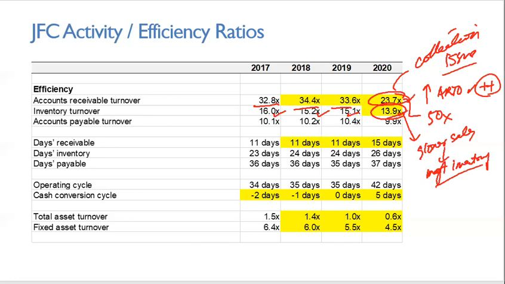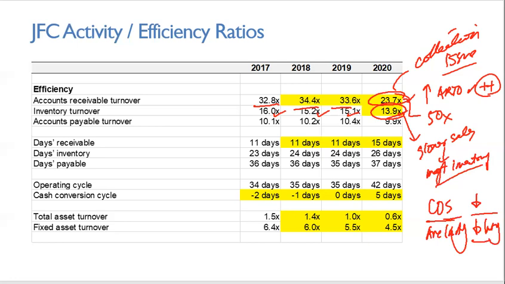yung number of times na mabibenta mo yung inventory in a year, makakabenta ka or makaubos ka ng inventory in a year will be maintained. Okay? Right? Because inventory turnover is cost of sales over average inventory. Okay? Kung bumaba yung absolute amount ng cost of sales, you can maintain it, bababaan mo rin yung inventory levels. Right? And so therefore, you are maintaining the same efficiency as before.